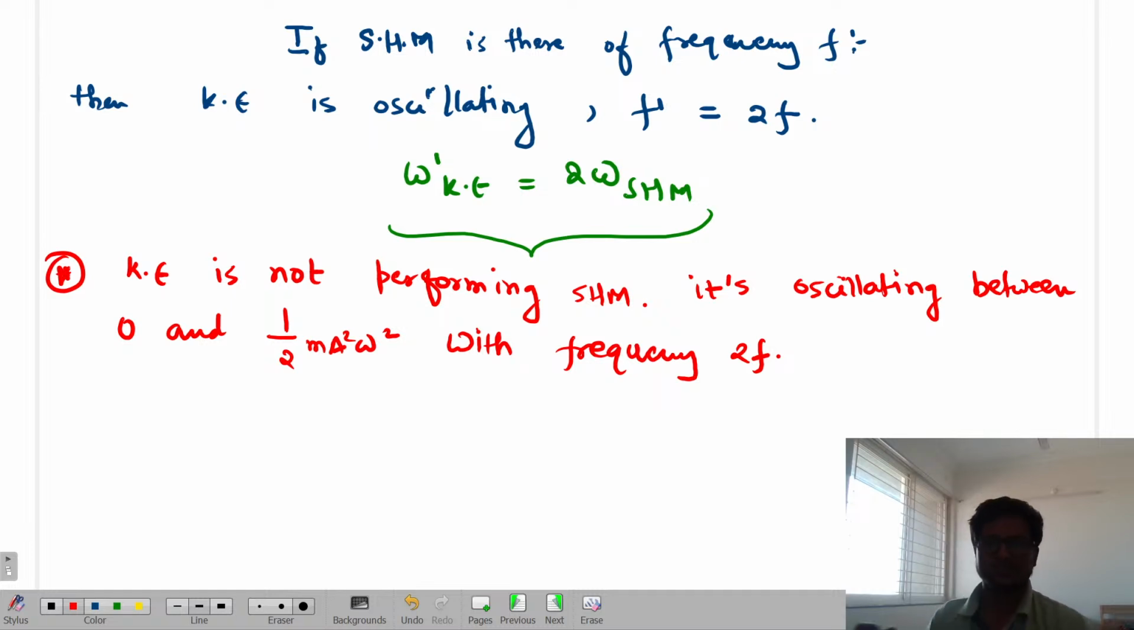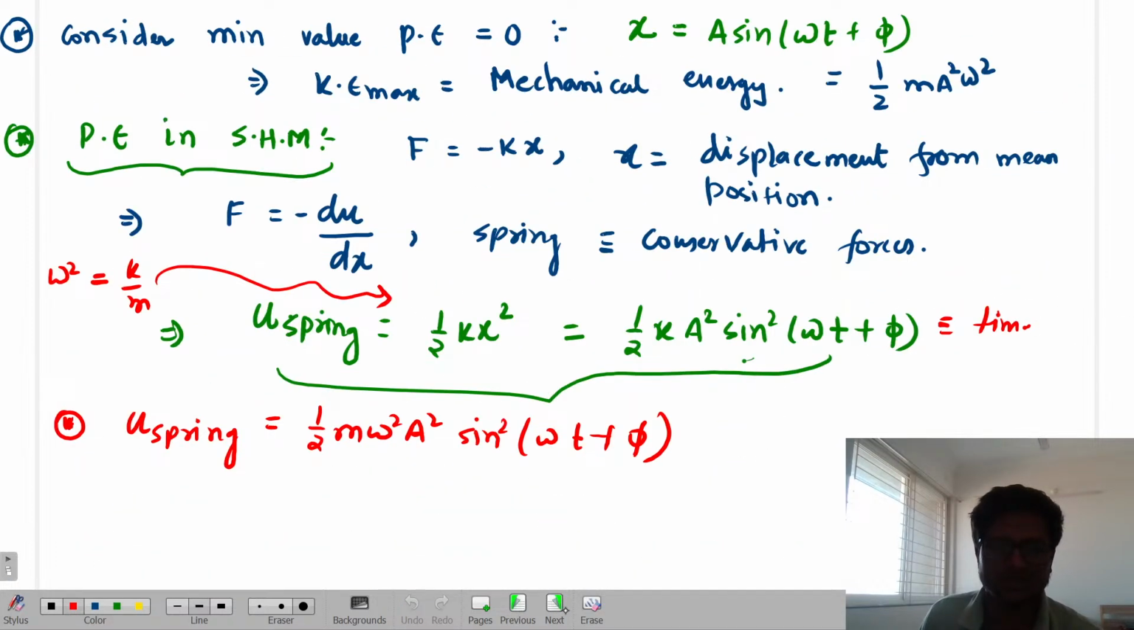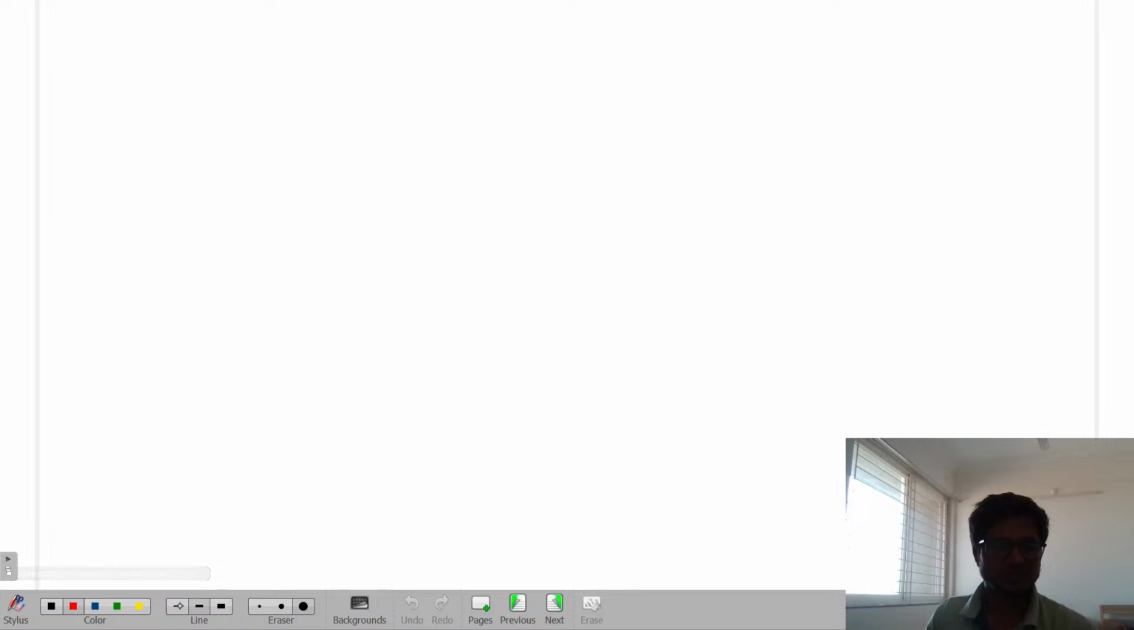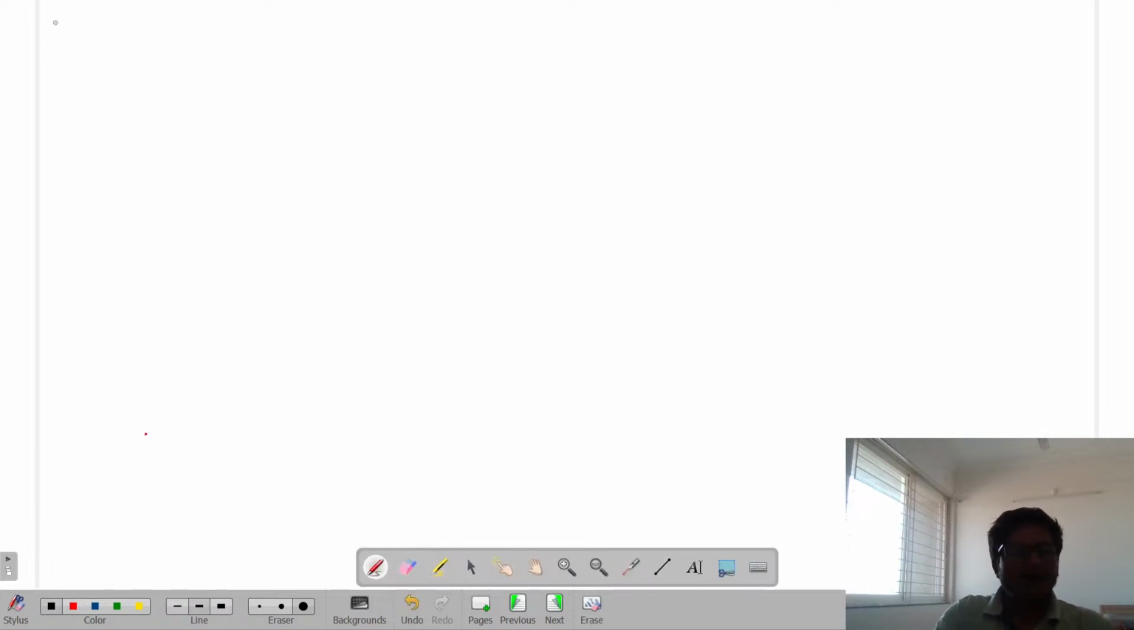So let us just think about this in a much more greater sense. Let us try to draw the graph of this. तो एक बार ध्यान से हेडिंग डाल लो, the graph of kinetic energy and potential energy.